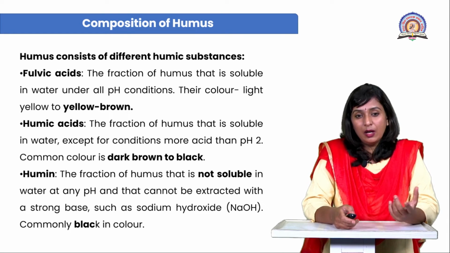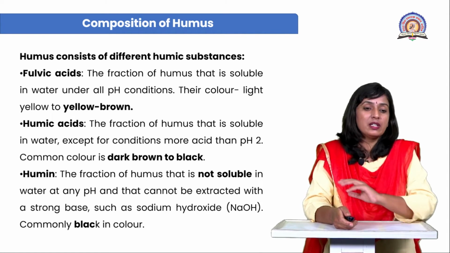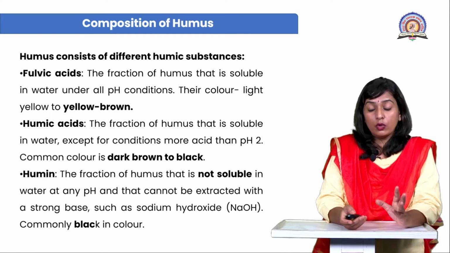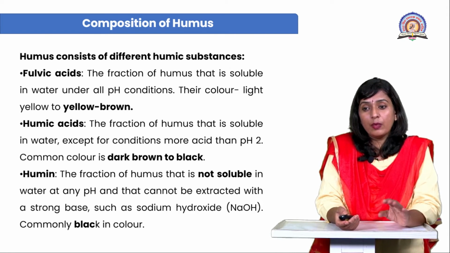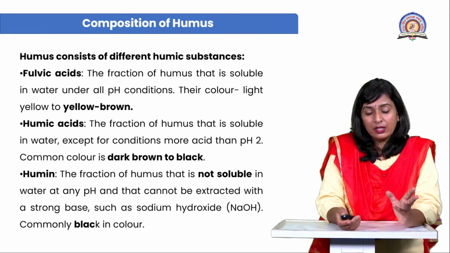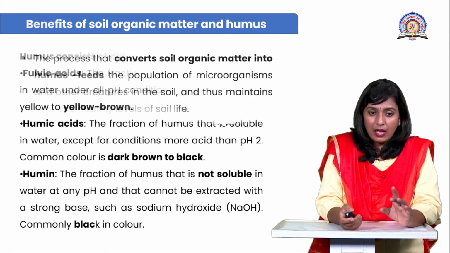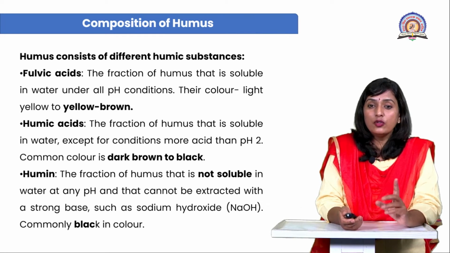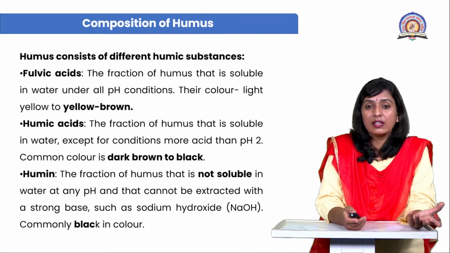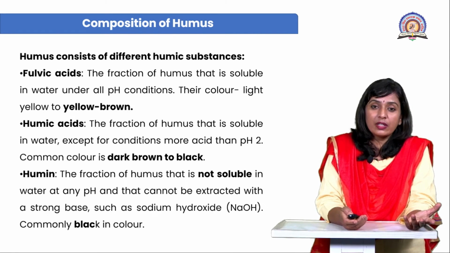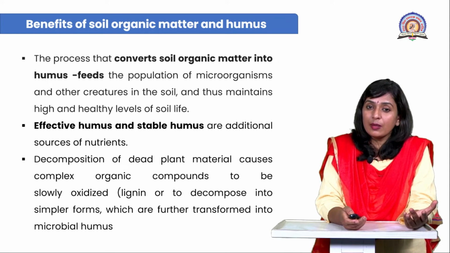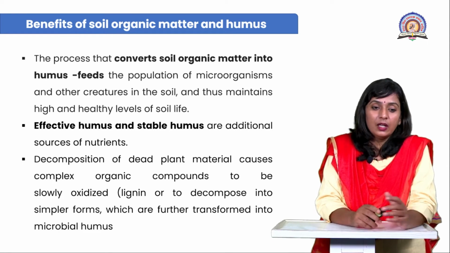Fulvic acid. A part of the humus is said to be fulvic acid, which is soluble in water at any possible pH. Right? So it can be considered as an effective humus. Whereas humic acid and humin, which do not get readily solubilized in water, are treated as a stable humus. Right? Okay.